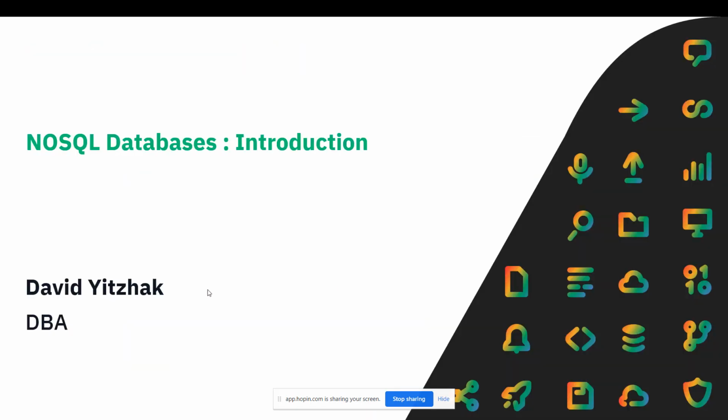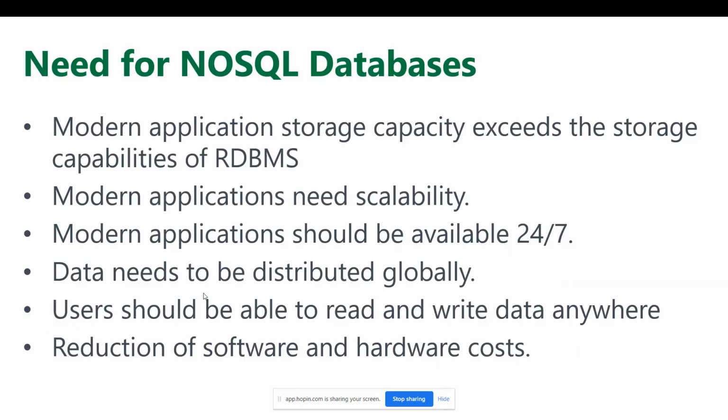So what are NoSQL databases? The need for NoSQL databases is because modern applications need a lot of storage. They exceed the storage capability of RDBMS. RDBMS have a limit of how much storage they can store. Modern applications need scalability. They need to be scalable all over the globe. Modern applications need to be available 24 hours. They need to be distributed globally. Users should read and write anywhere to this NoSQL database. We want to reduce software and other costs because we need a lot of servers, a lot of storage all around the world.